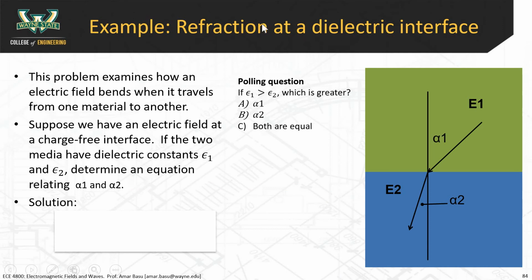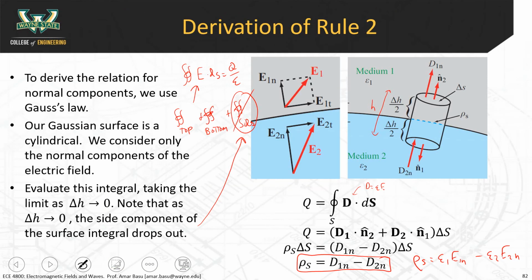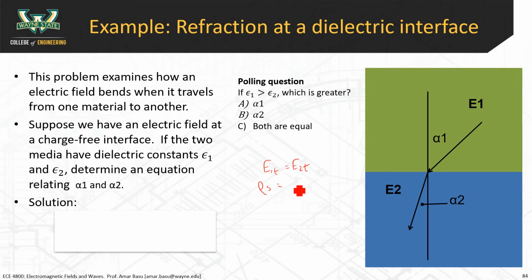So, refraction at a dielectric interface. I'm going to write down the two rules again. E1t is equal to E2t, and then rho sub s is equal to D1n minus D2n. All right, so the polling question, this example, there's two parts to it. There's a solution that we're going to calculate later, but before that we're going to have a polling question.